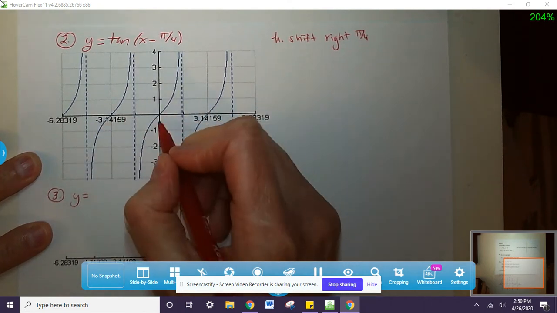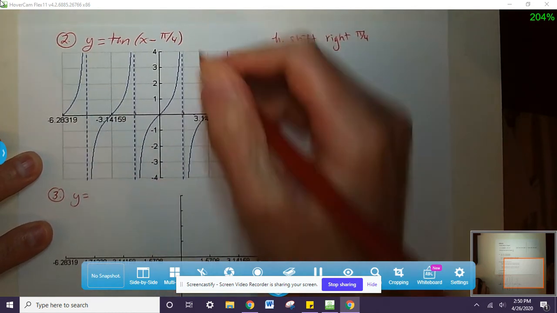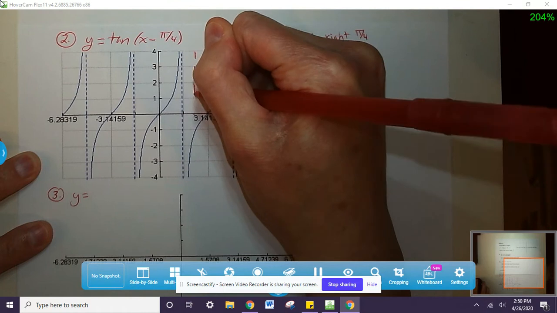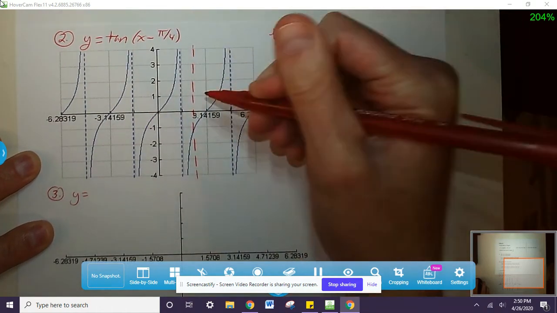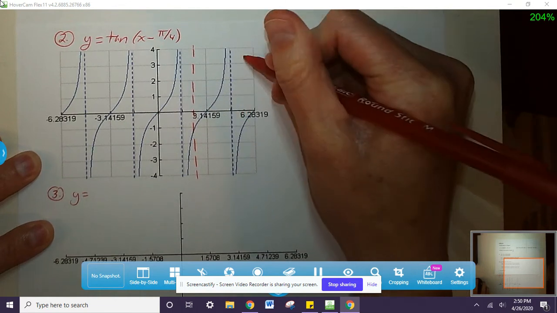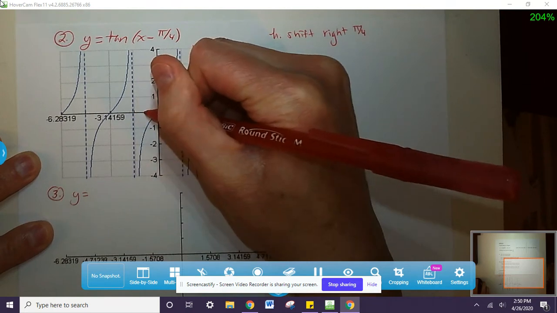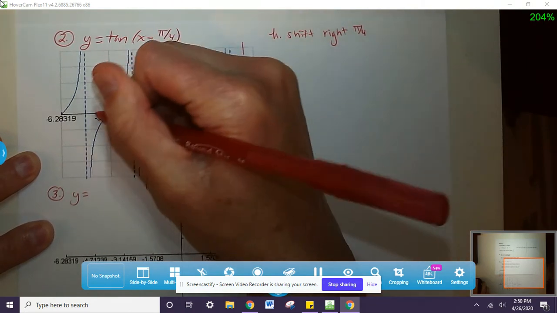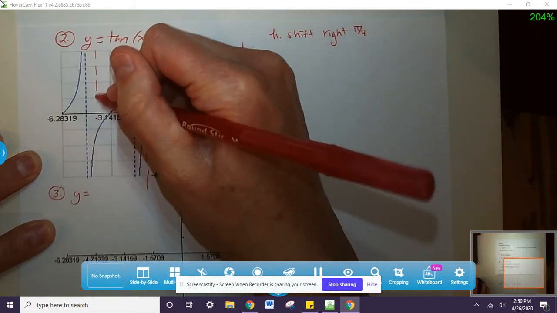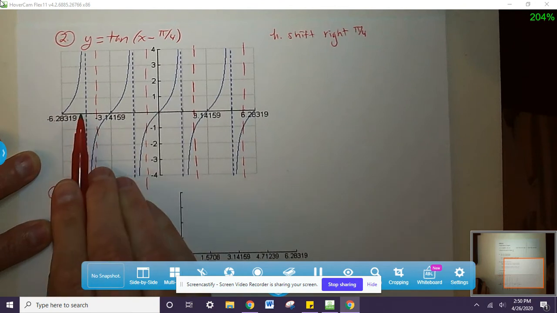So each tick mark is pi over 2. So we want to go half a tick mark. Okay, so this one's going to go half a tick mark to the right. Grab a ruler or straight edge if you want. This asymptote is going to go half a tick mark to the right. And I'm going to do all my asymptotes to start. That's my style. If you'd prefer to start filling in the full periods of the graph, you can. But my style is to do the asymptotes first. So I moved each asymptote pi over 4 to the right.